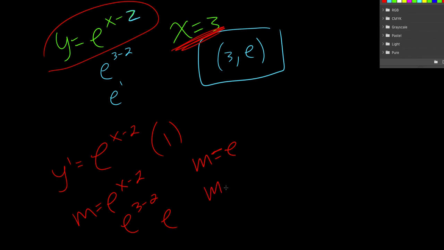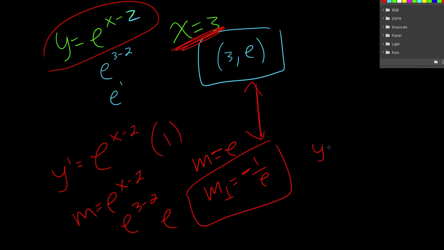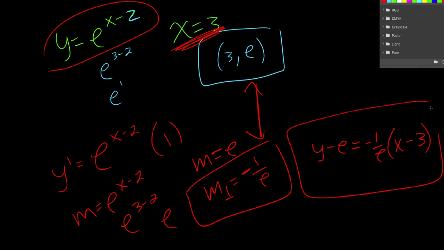But we want to find the perpendicular slope. So this is positive, so we make it negative. This is e over 1, and so 1 over e would be that part. Okay, now we just need to combine both of these, and we say y minus the y value equals the slope, and then x minus the x value. And that is our final equation.